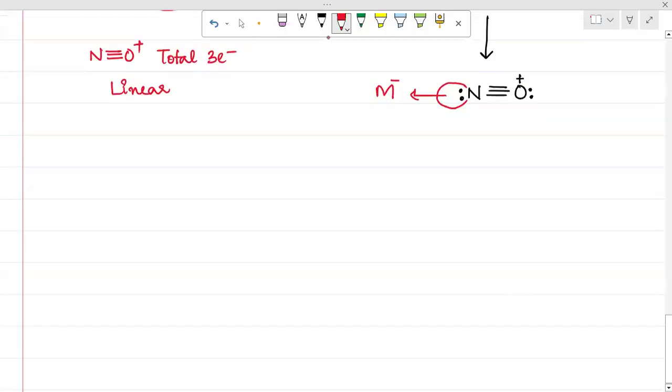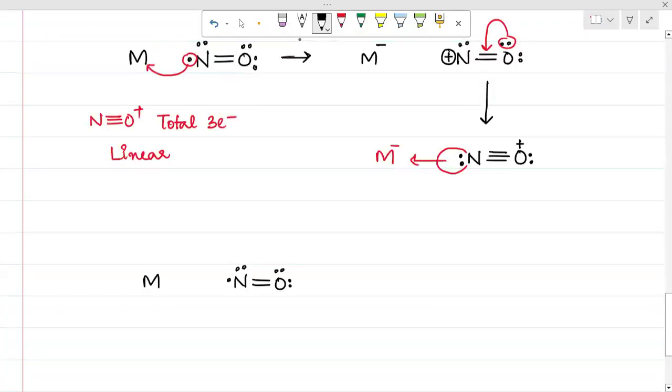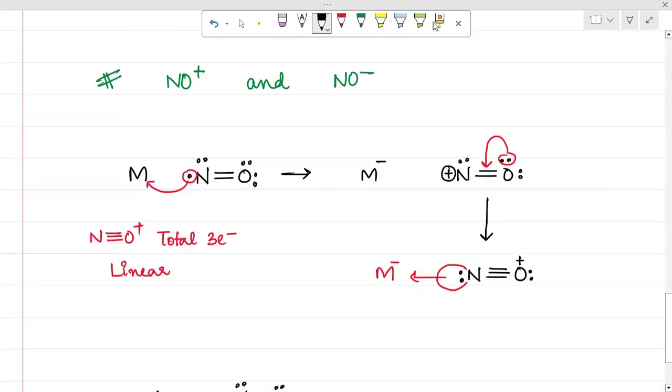Now let's talk about NO minus. Let's say you have some metal. This is the case of NO, 1, 2, 3, 1, 2, 3, 4. Okay, this was the case. So did you get over here? How did it satisfy the octet? It gave this electron to satisfy the octet. You see now it is satisfied. 1, 2, 3, 4, 5, 6, 7, 8. When nitrogen forms a triple bond, 6 electrons are satisfied from the bond and 2 electrons form the lone pair. So the octet of N is complete.